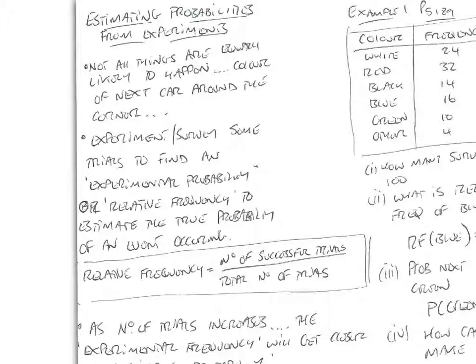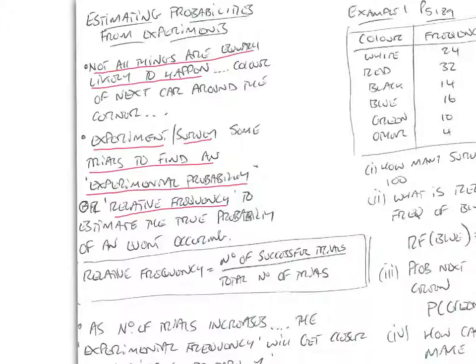Now let's look at estimating probabilities from experiments, because we have to bear in mind that not all things are equally likely to happen. So if we were looking to find the probability of the next car coming around the corner to be a certain colour, any car of any colour could come around the corner. So often we experiment or survey some trials to find what's known as an experimental probability or a relative frequency to estimate the true probability of an event occurring.